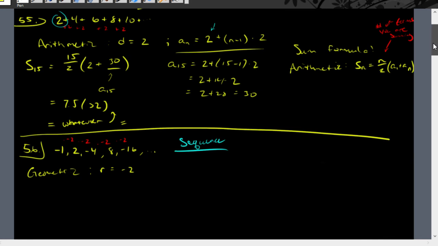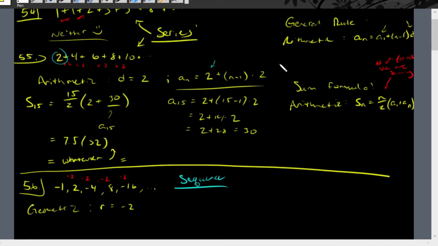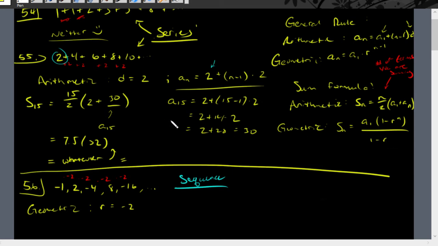All right, so the formula, scroll back up here. The general rule formula for geometrics. My geometric formula is A sub n equals A sub 1 times R raised to the n minus 1 power. And your sum, this is always hard for me to remember, is S sub n equals A sub 1 times 1 minus R to the n over 1 minus R. That looks right.